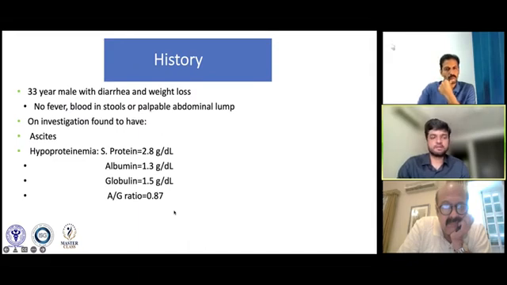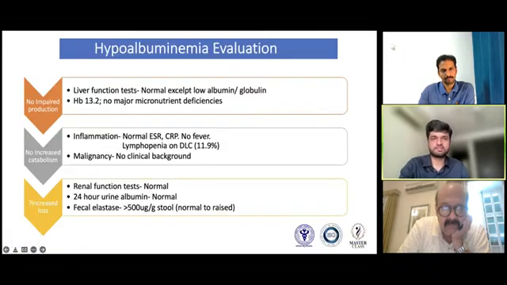And the key here is hypoproteinemia. The patient has low albumin as well as low globulin. So once you have a patient who has low albumin as well as low globulin, the first thing that should strike your mind is, is this patient having a predominant GI disorder? Because globulin is predominantly not lost through the kidneys, as globulins are large molecules and they're not easily filtered by the glomerulus. Further evaluation was done, and it was established that there was no impaired protein production.